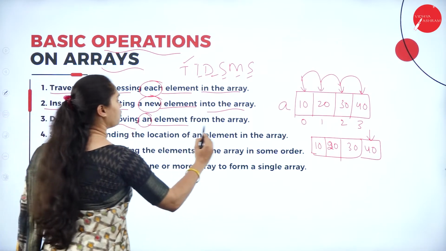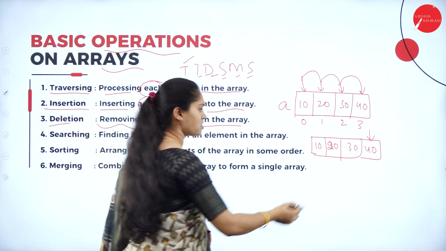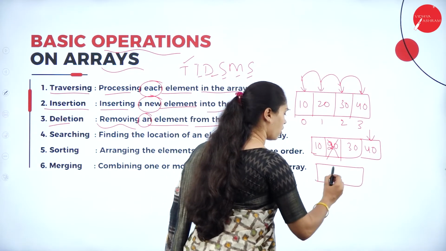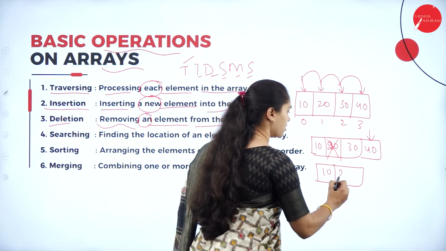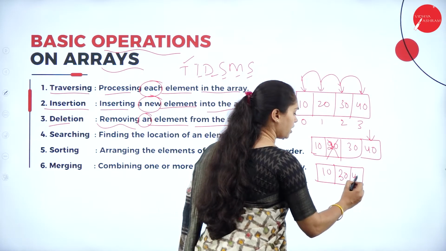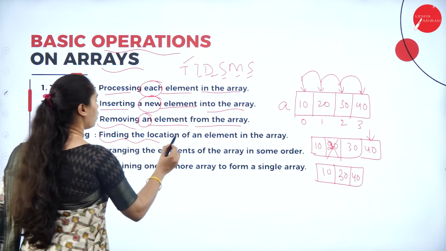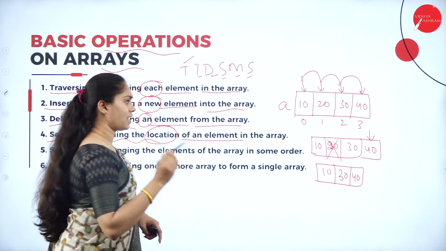Then deletion. Removing an element from the array. I don't want this 20. I just wanted to remove it. Then we can do that operation also. Then it will be 10, 30 and it will be 40. Fine. Next, searching: finding the location of an element in the array.